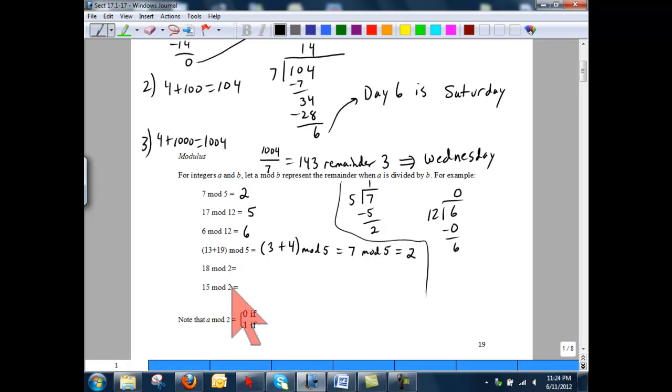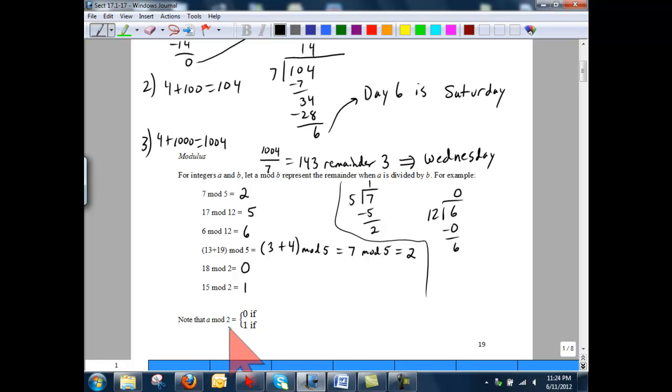Let's look at a very important special case when we're doing mod 2 computations. What's 18 mod 2? So I take 18 divided by 2 and ask what's the remainder. Well, that goes in evenly, so the remainder is 0. On the other hand, when I take 15 mod 2, that goes in 7 times with a remainder of 1. And if you think about it, these are the only two things that can happen. If you're dividing by 2, you can either have a remainder of 0 or a remainder of 1.